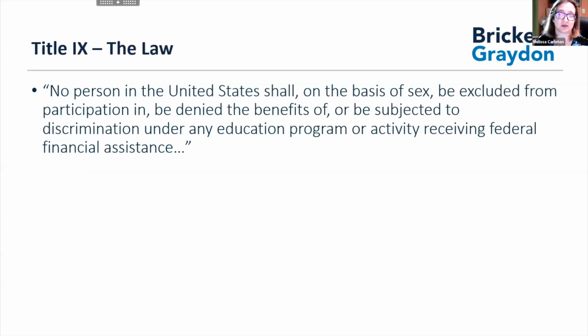So first, let's start with the law. Title IX law is actually very short. There is a little bit more that comes after this part of the statute that talks about certainly exceptions, fraternities and sororities and things like that. But the basics of the law is just this paragraph here. So no person in the United States shall, on the basis of sex, be excluded from participation in, be denied the benefits of, or be subjected to discrimination under any education program or activity receiving federal financial assistance.